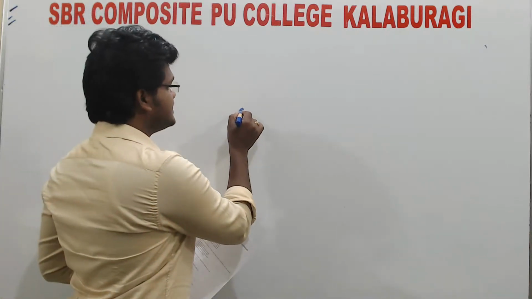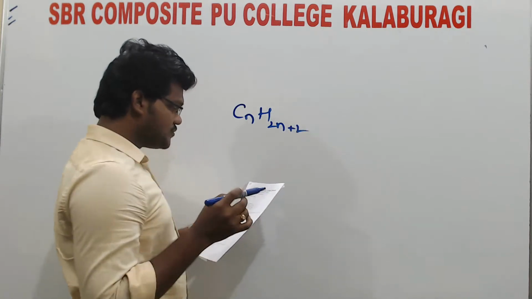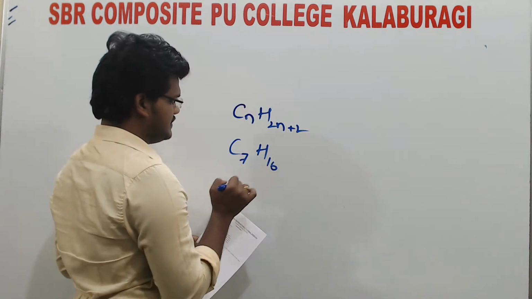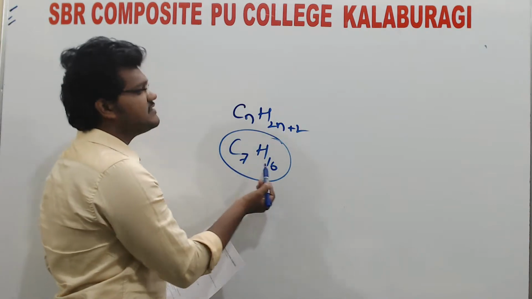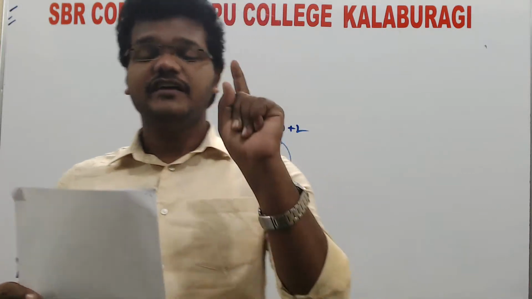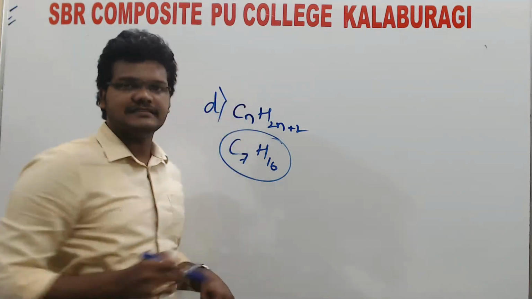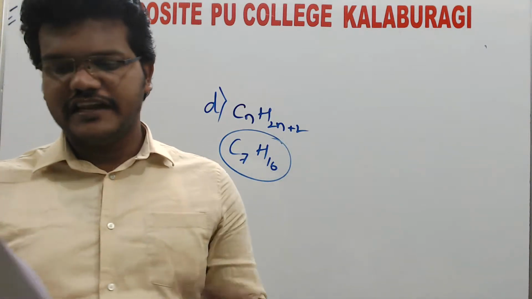The general equation for an alkane is CnH2n+2. Correct? So option D, C7H16, follows this equation. Correct? So C7H16 is an example of an alkane. So option D represents an alkane. That is why for the first question, option D is the correct answer. Option D. Clear? Similarly, let us go for the next one.